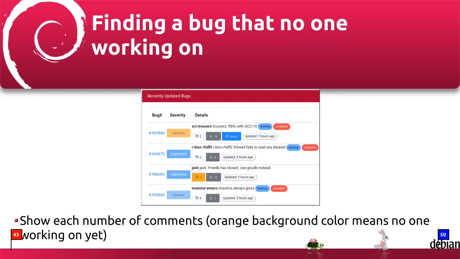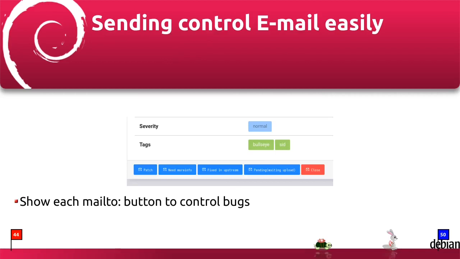Here's a partial screenshot of Fiber. It shows its number of comments. Orange background color means no one is working on it yet. I've added a mailto button to send control email.